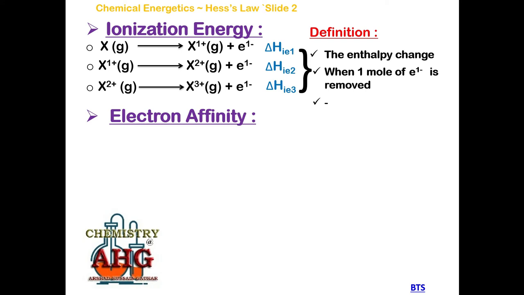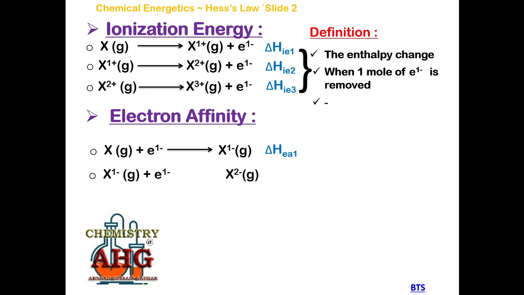Likewise, you can write equations for electron affinity. For example, if X is an atom, an element, it will gain an electron, and in this case you can see that after gaining an electron the X atom will become a uninegative ion. Negatively charged ions are produced during gain of electron or reduction. What is this type of electron affinity known as? This type of electron affinity is known as first electron affinity, and the symbol that we use for this is delta H EA1.